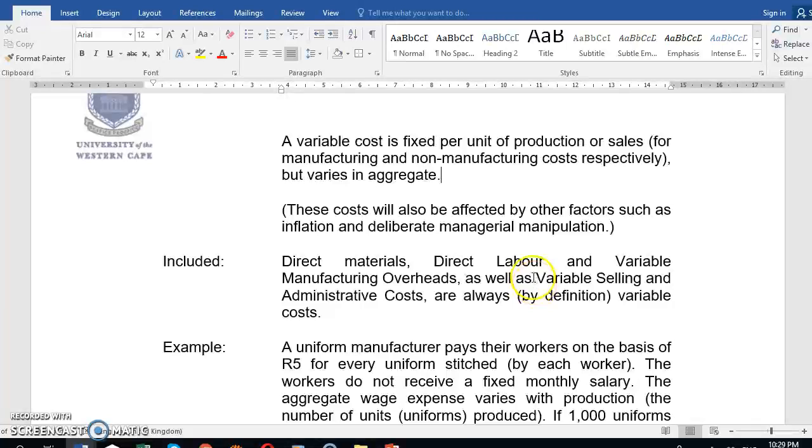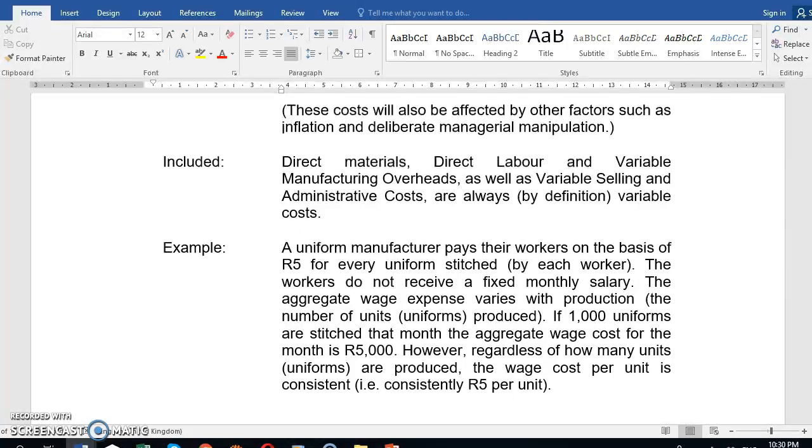And then in some cases, there will be commission in questions, and if you get paid commission per item you sell, that makes it variable. If administrative costs are variable, like processing costs, etc., then that would also, of course, be a variable cost.